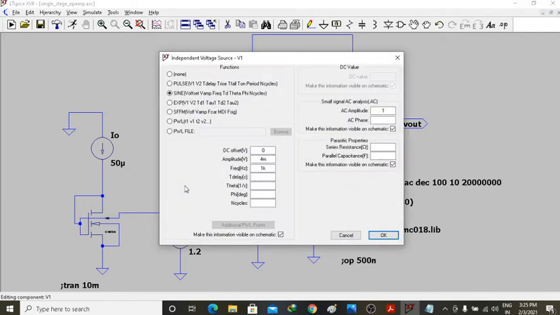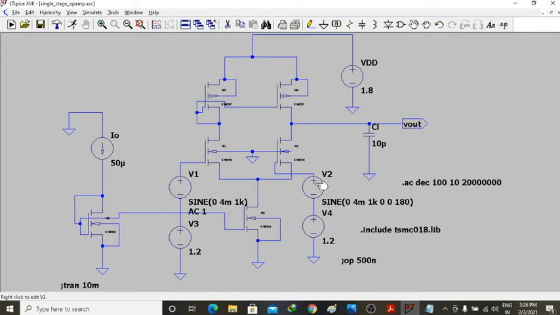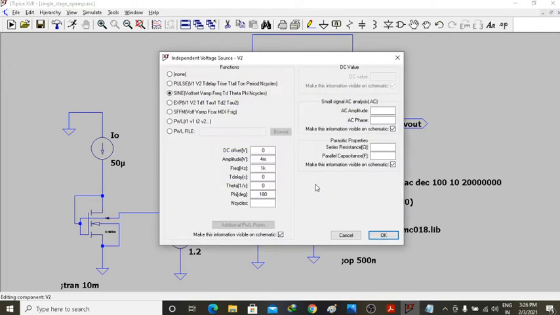Let me show you the sine waveform. You add a source and connect it in series, and for that sine waveform I have chosen this specification: DC offset 0, amplitude 4 millivolt, and frequency 1 kilohertz. For the second one everything is the same, but here I am applying a phase shift of 180 degrees, because it is a differential amplifier, and with a phase shift of 180 degrees, the differential input, which is given by (V1 minus V2) by 2, will add up and have a more positive, regenerative effect, right?